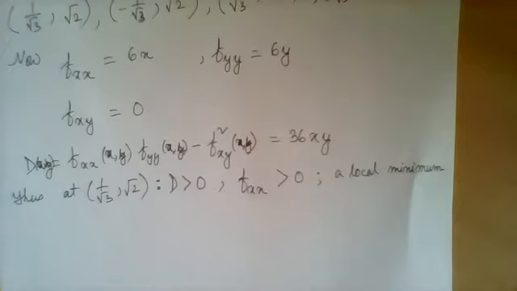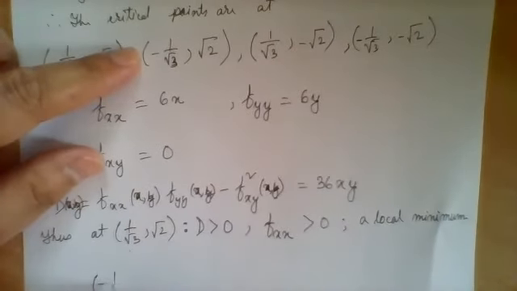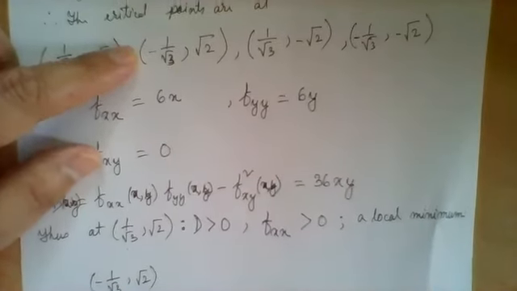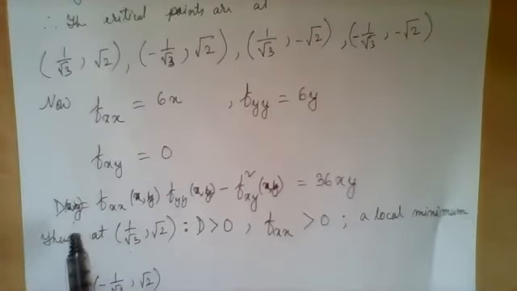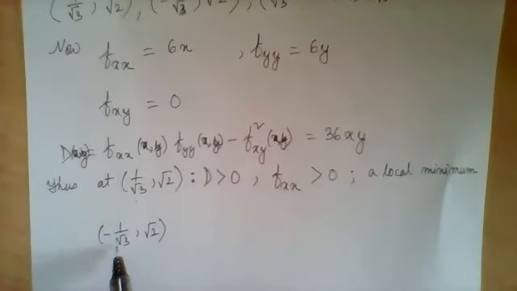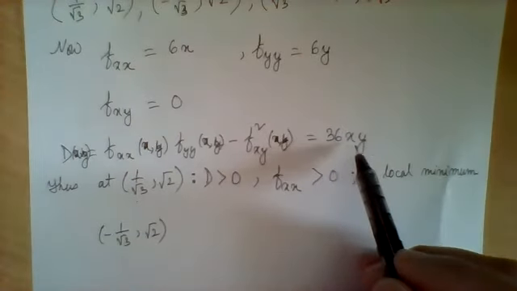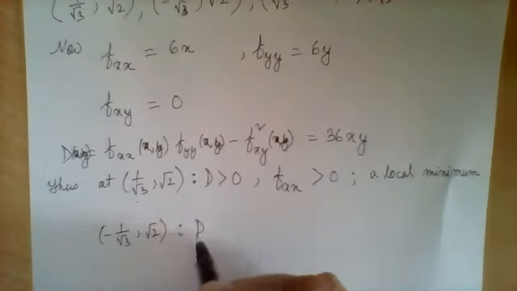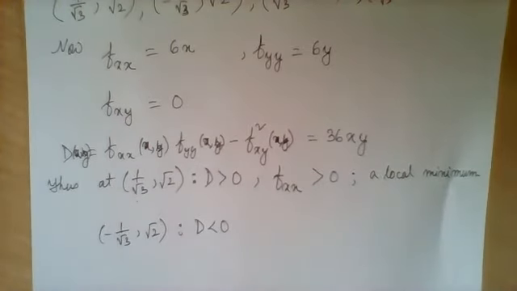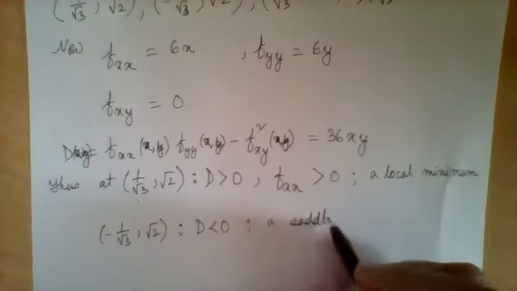Next, we are going to see the next point. What is the next point? The next point is at minus 1 by root 3 comma root 2. So at this next point, what will be the value of D? D is 36 times xy. Here x is negative, y is positive. Therefore, xy will be negative. So 36 multiplied by a negative number will be a negative number. Therefore, D is less than 0. It is a saddle point.